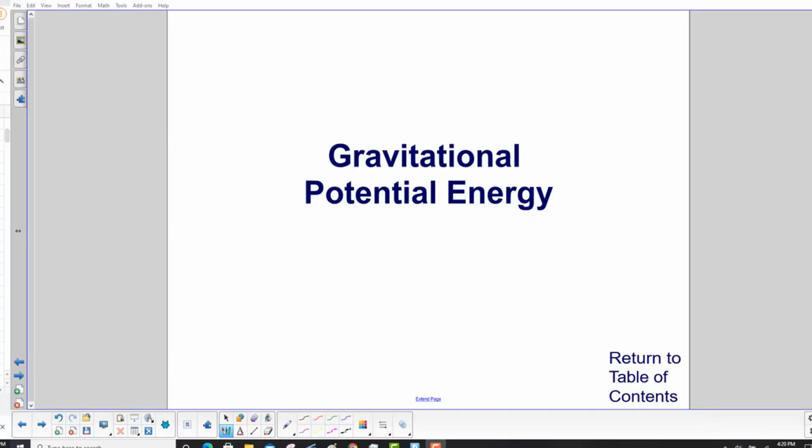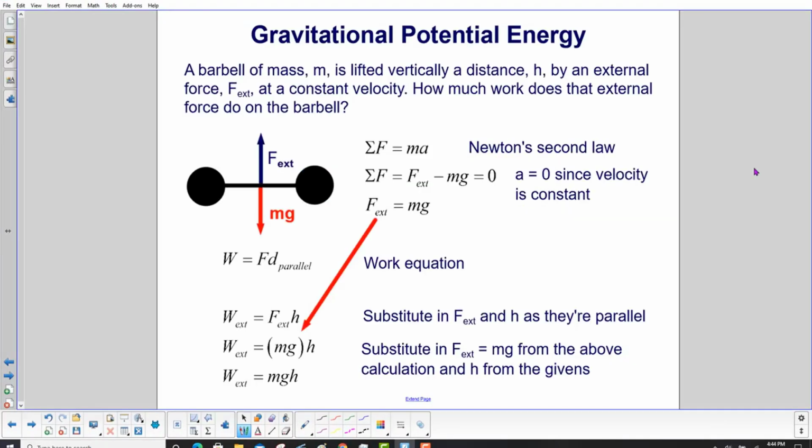Gravitational potential energy. A barbell of mass m is lifted vertically a distance h by an external force F external at a constant velocity. How much work does that external force do on the barbell? We start with the free body diagram.